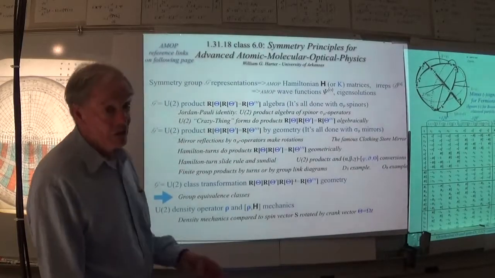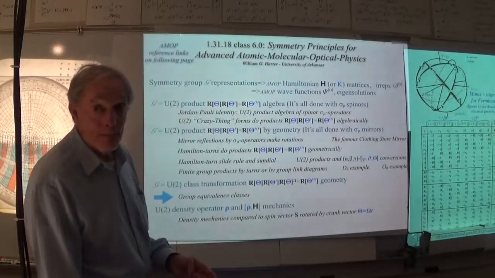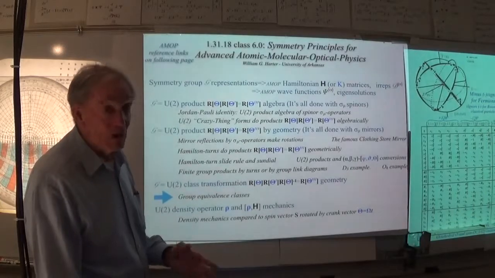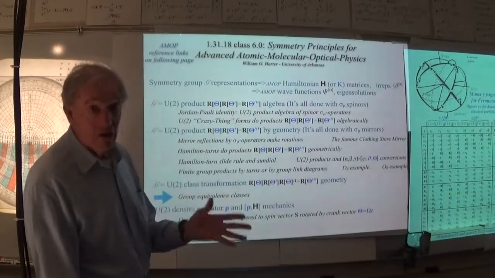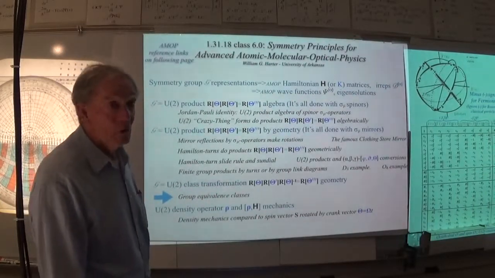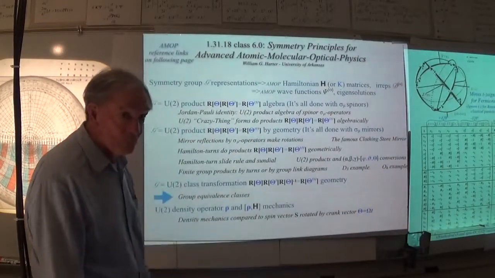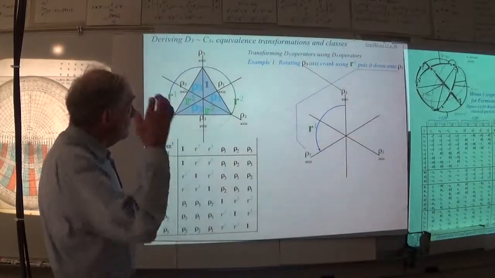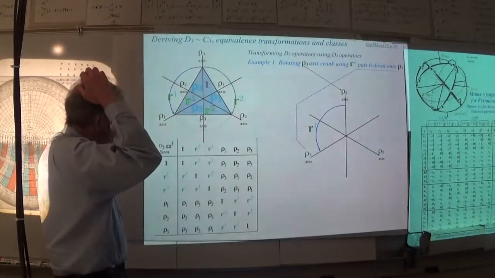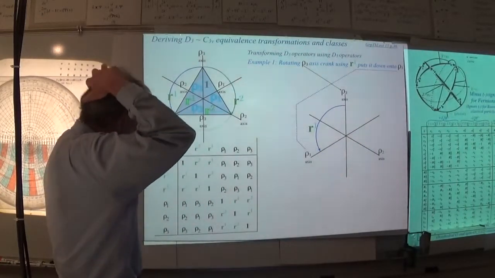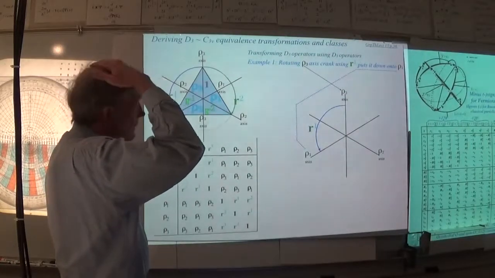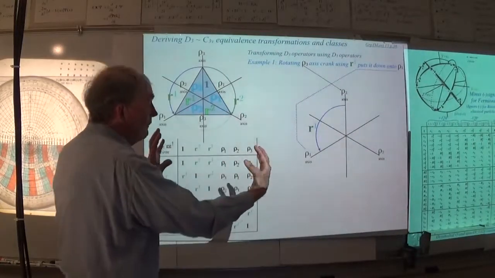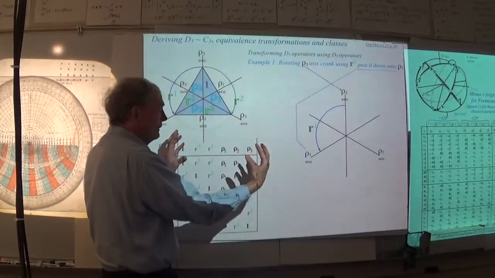And that's what we're going to begin discussing next time, is how to use quantum oscillators to make representations that go with first U2. Okay. Here is an example of an equivalence transformation. Equivalence transformation being one that operates fore and aft, so to speak.